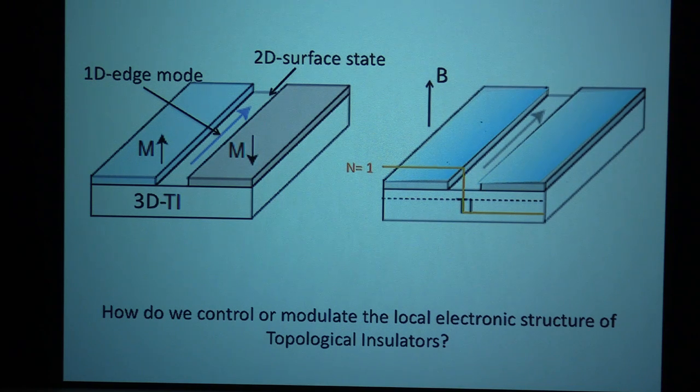But there's another simple way to achieve an edge mode, which is, what if you could have a potential variation in a system where you had the potential oscillating as a function of real space, and then if you were to turn on a magnetic field, and of course if you were able to position the Fermi energy at the right position, then also you will find a chiral edge mode at the boundary between these potential variation regions, okay? So this is one reason why you would be interested in studying these kinds of striped topological insulators.